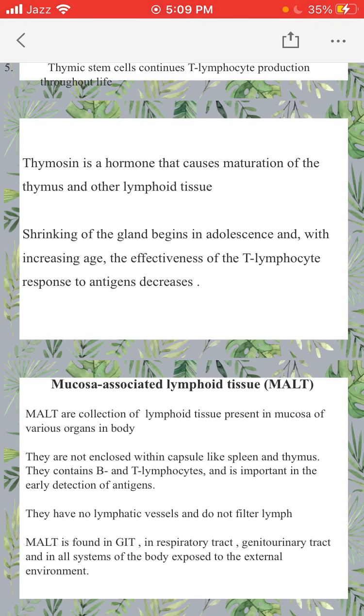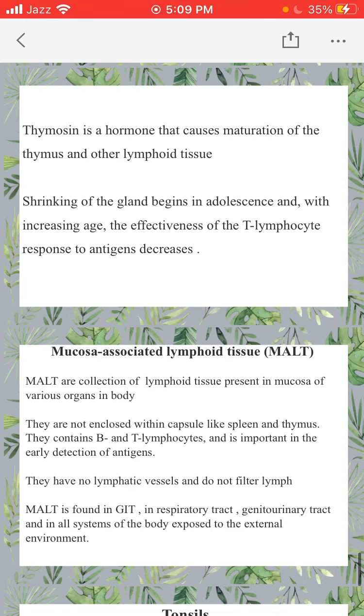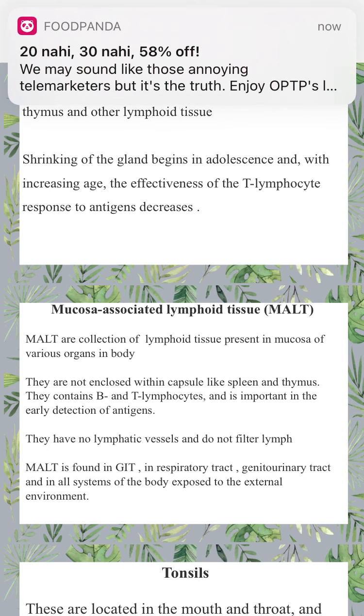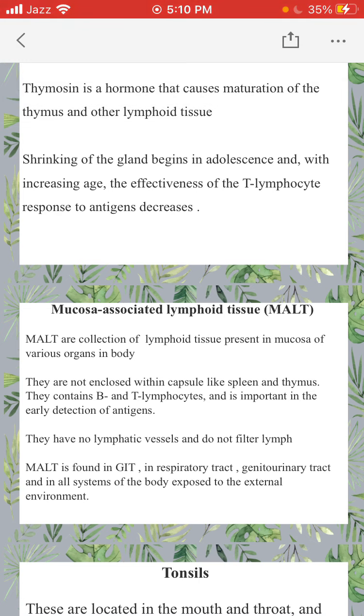This MALT also contains B and T lymphocytes, and so it can recognize or detect antigens. This mucosa associated lymphoid tissue does not contain lymphatic vessels, so it does not filter the lymph. Now MALT is found in the GIT, in the respiratory tract, in the genitourinary tract, and in all the systems of the body that are exposed to the external environment.